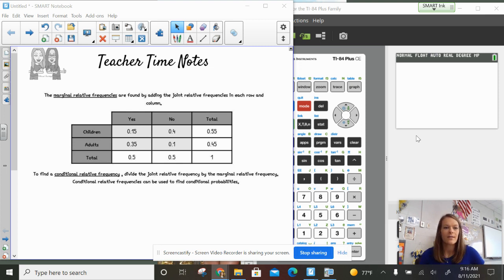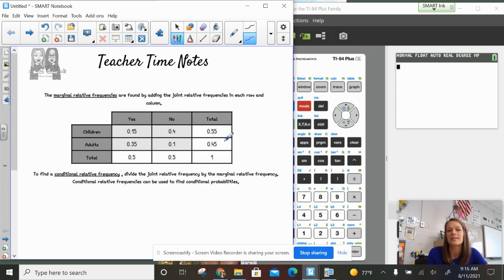All right, so our next lesson that we're going to be talking about is called two-way frequency tables. So that is what we have here. It is basically a way to organize data from different categories into a chart that can easily be read. So we have what's called marginal relative frequencies. I like to think of those as the numbers that are in the margins.